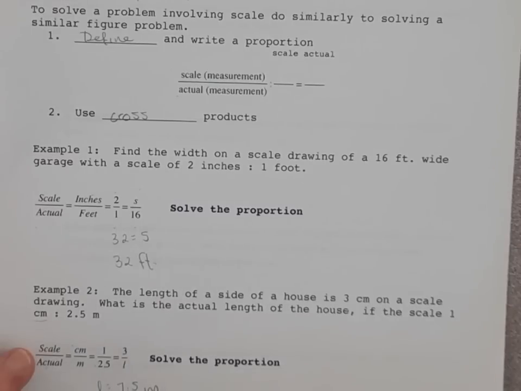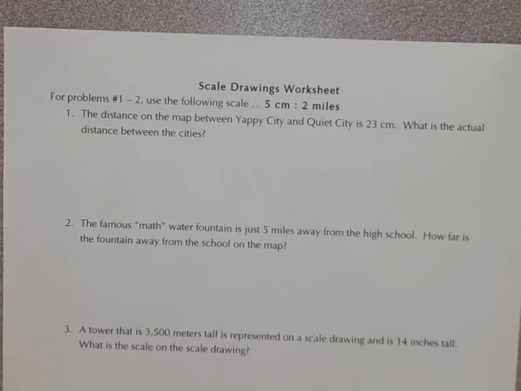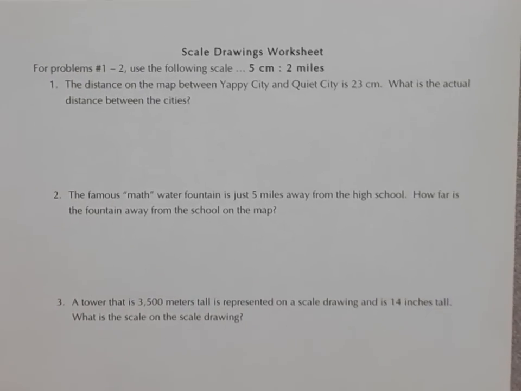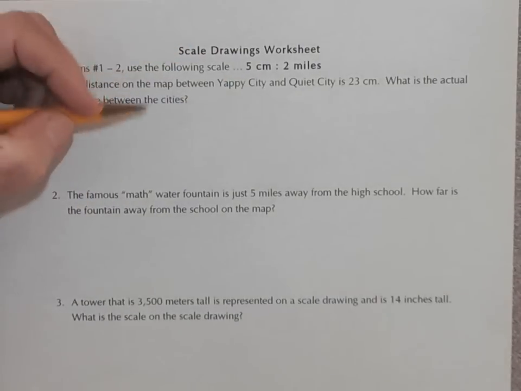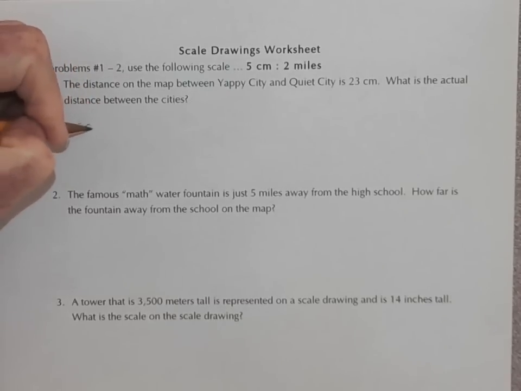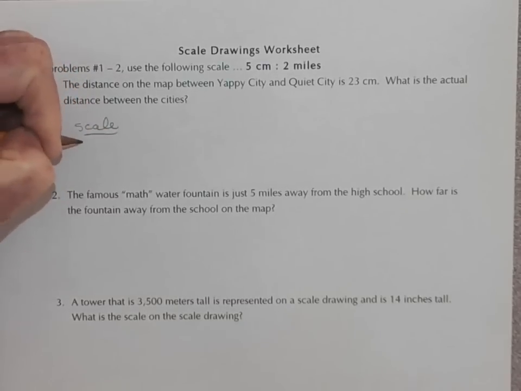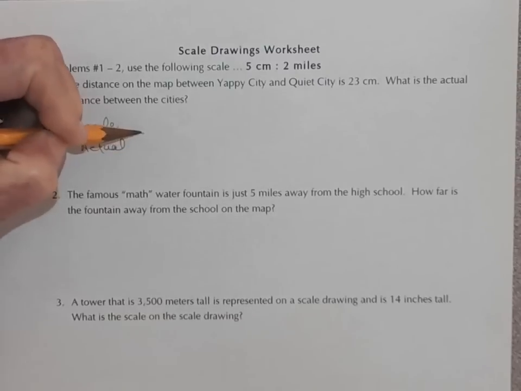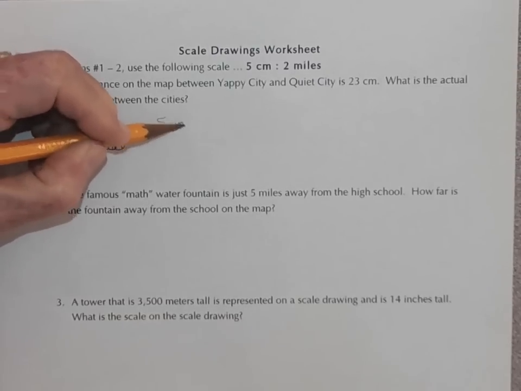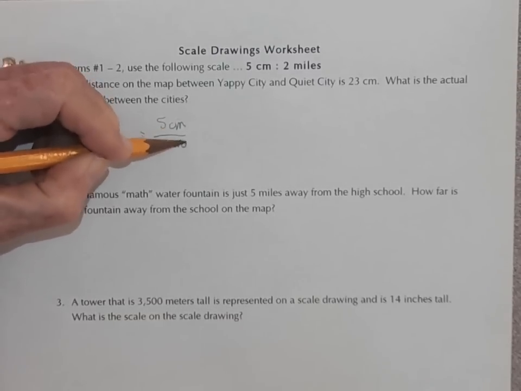I'm going to do one example on page 45 with you, and then I'm going to ask you to do the rest, all right? So in this case, it says for 1 and 2 we have a scale. We already know the scale here is scale to actual is 5 centimeters to 2 miles.